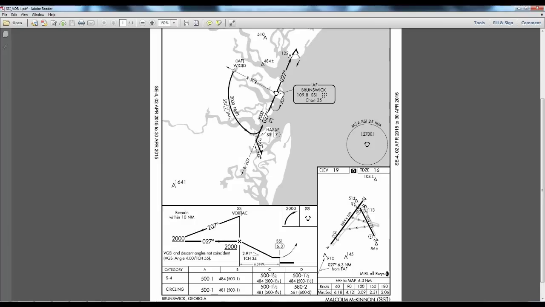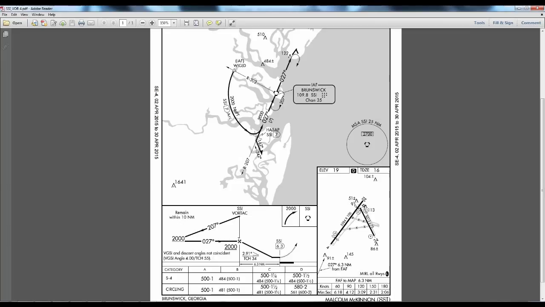The initial approach is considered complete at the end of your course reversal. So whether we're flying the DME arc, which is considered a course reversal, or if we're flying the procedure turn, our initial leg is done at the completion of that course reversal. So when we're done flying the arc, or when we're on course after the procedure turn, that's when we're on the intermediate. We can descend down to the intermediate approach altitude, which is found at the final approach fix, ironically, 2,000 feet. There's a line below it, which means we need to be at or above 2,000 feet.